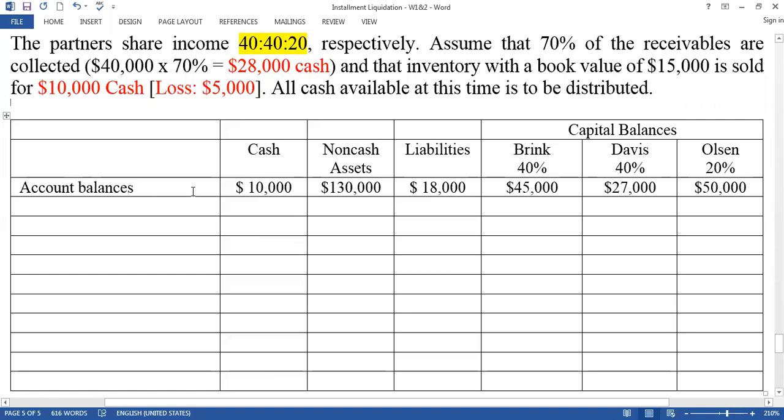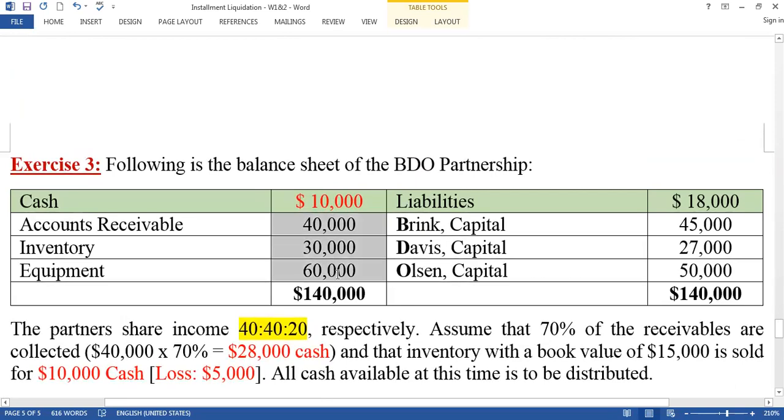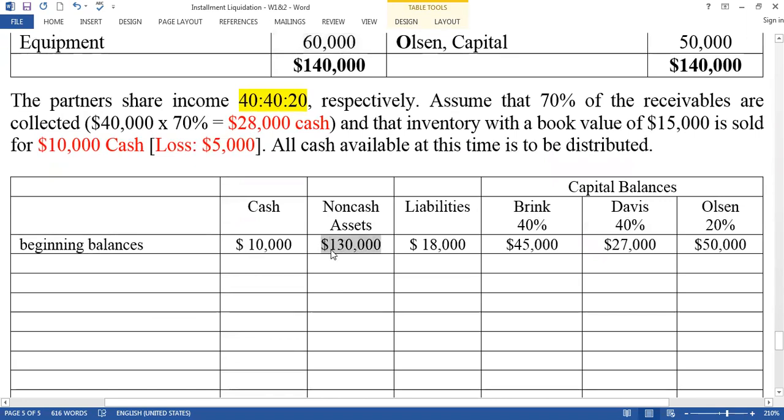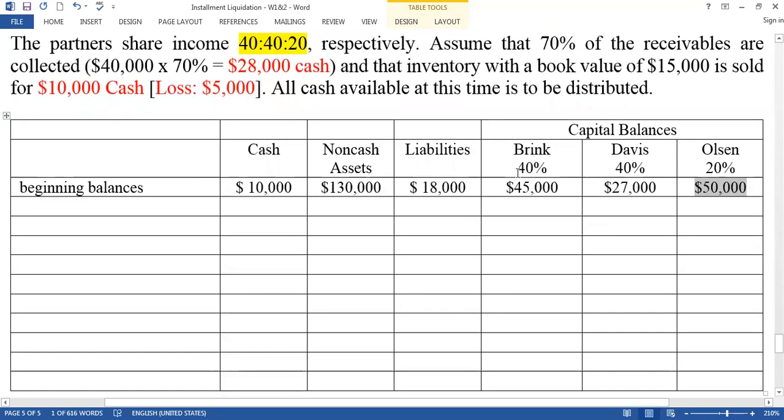So these are the account balances, the beginning balances. Beginning balances: $10,000 cash, non-cash 130. If we add these three together, 40, 30, 60, the total is 130. Then we have liabilities, $18,000. Then B capital 45, then D capital 27, and O capital is $50,000. And this is their profit and loss sharing ratio.